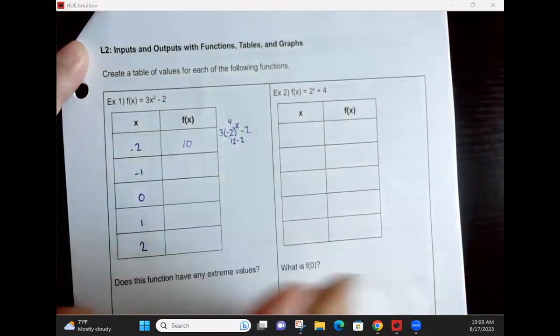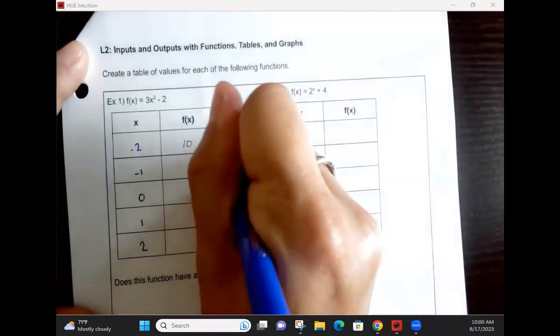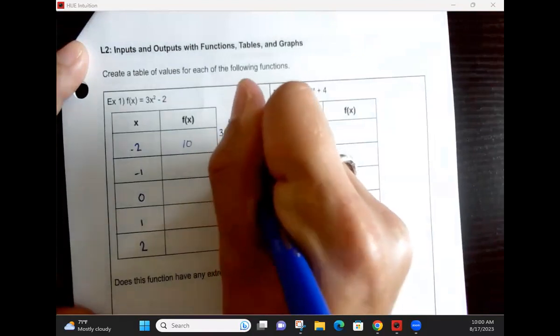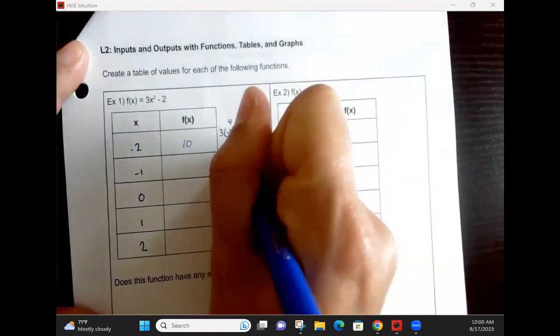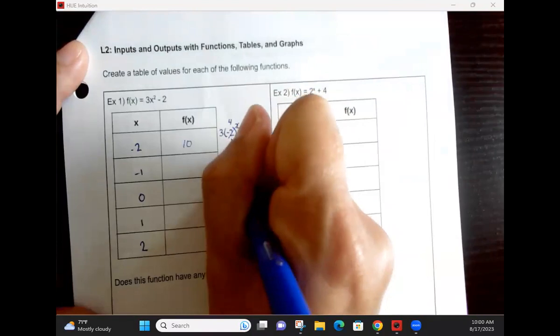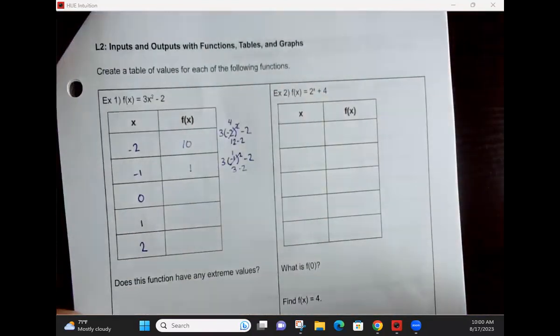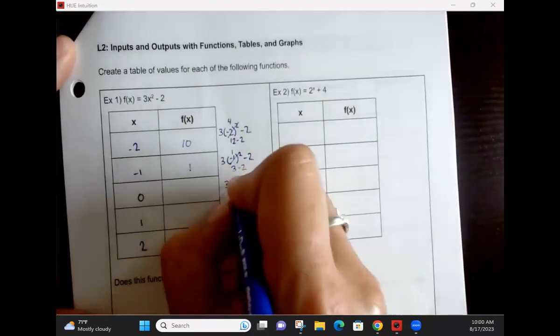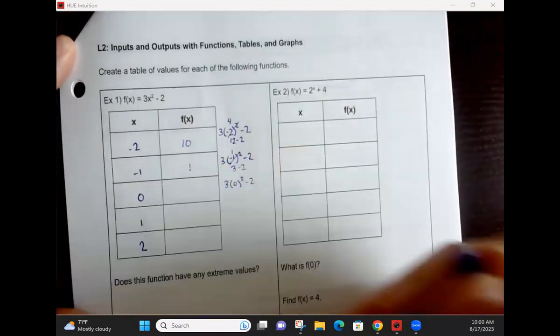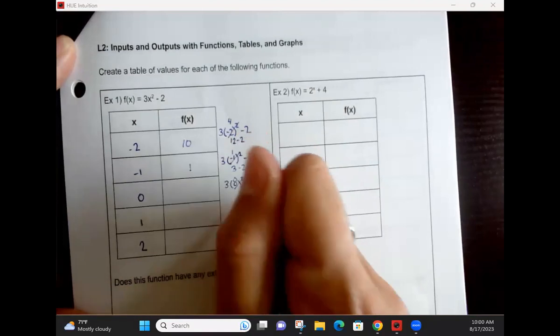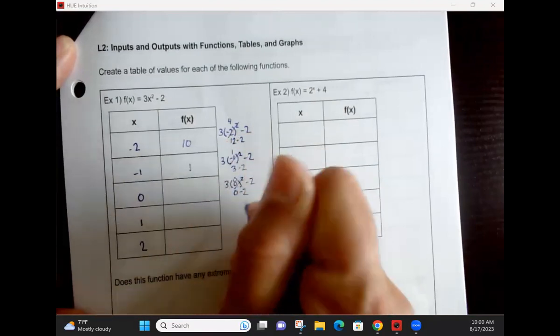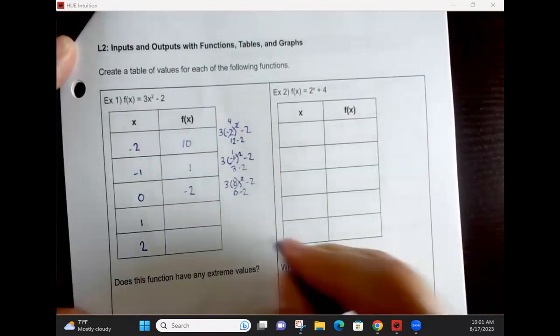And then I'm going to do the same thing for each of these values. 3 times -1 squared minus 2. -1 squared is 1. That's 3 minus 2 is 1. And then same thing for my remaining values. 0 squared is 0. 3 times 0 is 0. 0 minus 2 is -2.